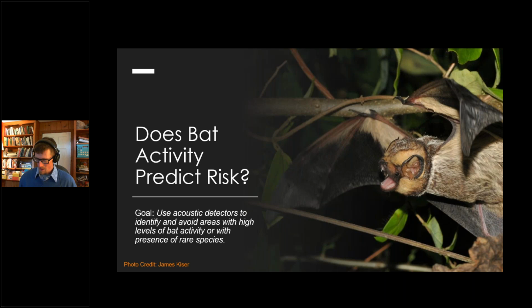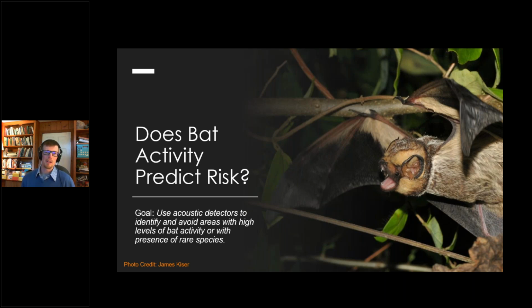And this isn't necessarily the only thing people are trying to do with acoustics, but it's a large part of the reasoning behind collecting passive acoustic data prior to developing a wind project. Increasingly now, acoustics are also being used to document rare species presence, specifically Indiana bat, northern long-eared bat presence. And that may be a little bit more of a straightforward process, although, as I already mentioned, species composition can be difficult to tease out for those two.